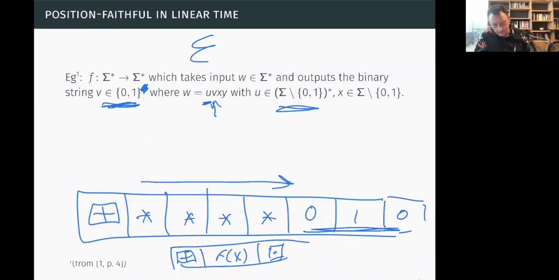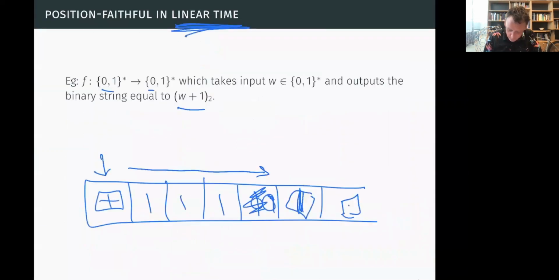So the challenge here with position faithful in linear time is that I have to move the pointer up, up, up, up, up, and then somehow read my binary string backwards to the left. And you can prove that this is not possible to do in linear time. So it's a bit of an obscure thing.